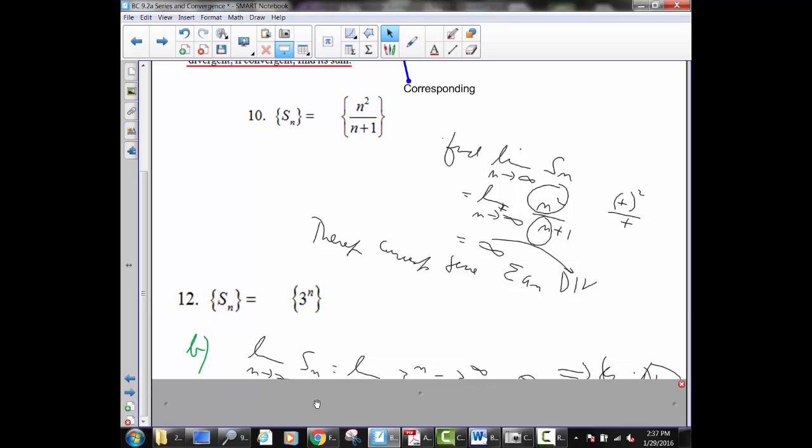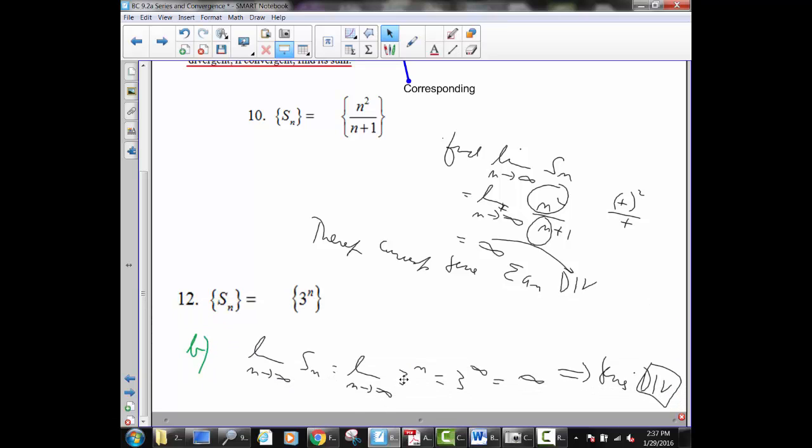If we look at number 12, we have the limit as n goes to infinity of 3 to the n, which is infinity. Again, since the sequence of partial sums diverges, the series will also diverge.